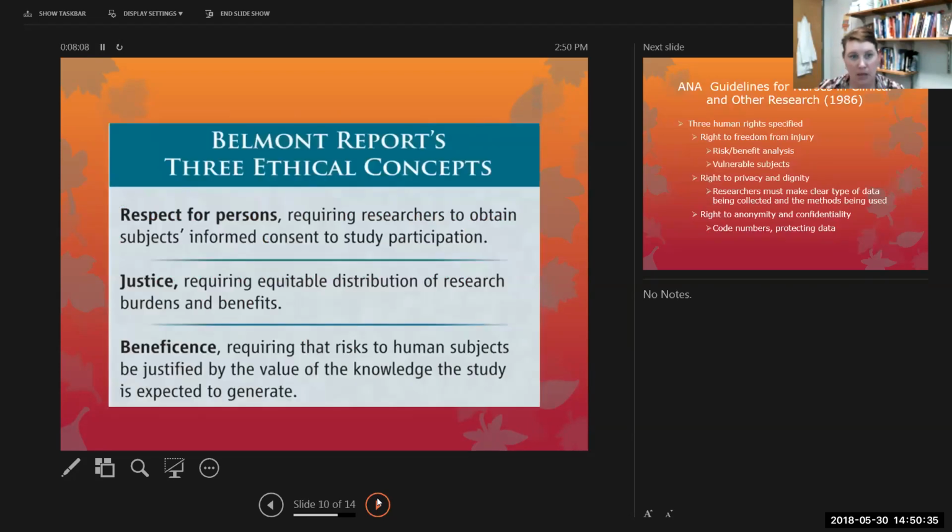The Belmont Report had 3 ethical concepts. One being respect for persons, which requires the researcher to obtain the subject's informed consent to be a study participant. Justice, that we require equitable distribution of research burdens and benefits. And beneficence, that we require that the risks to human subjects be justified by the value and knowledge that the study is expected to generate.